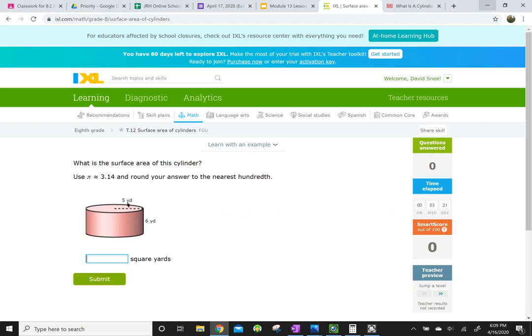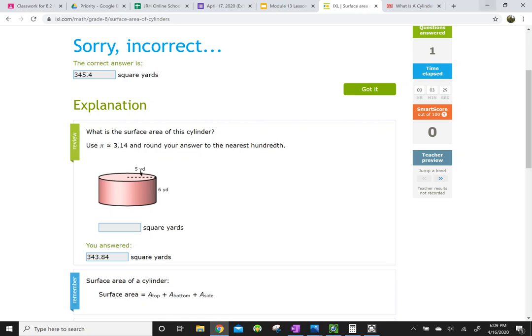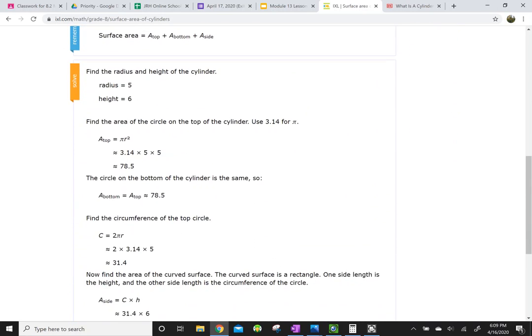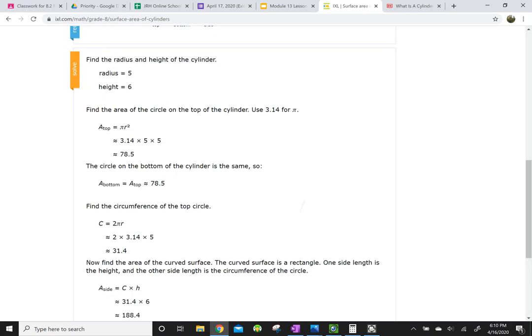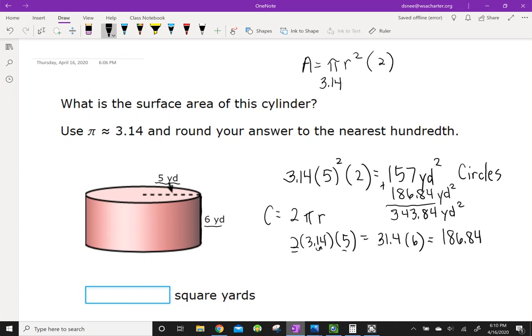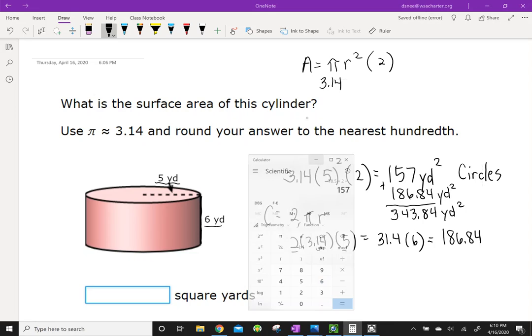343.84. Oh boy. 345.4. So where did we go wrong here? Radius is 5, height is 6. They got 78.5 for the top and bottom. 78.5 times 2 is 157, and that's what we got.